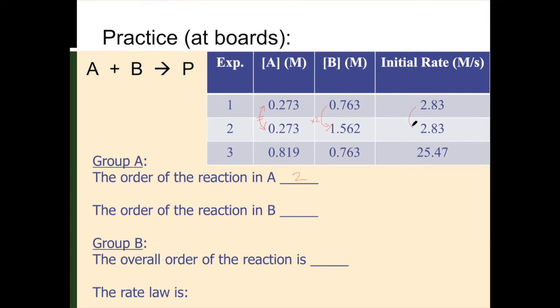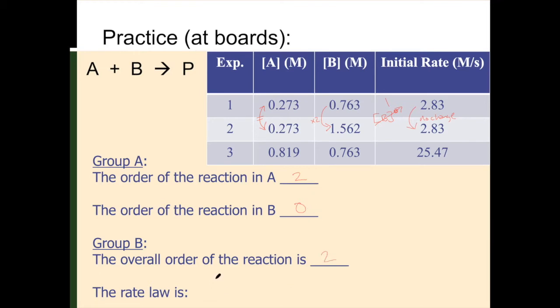Well, what happened to the initial rate? The initial rate didn't change, okay? No change. So what that means is changing the concentration of B has no effect on the rate at all. So remember what that means. That means that the exponent on the concentration of B must be a 0, because it just becomes a multiplier of 1. So that means that this is 0 order in B. And so the overall reaction order is just 2 plus 0, which is 2.